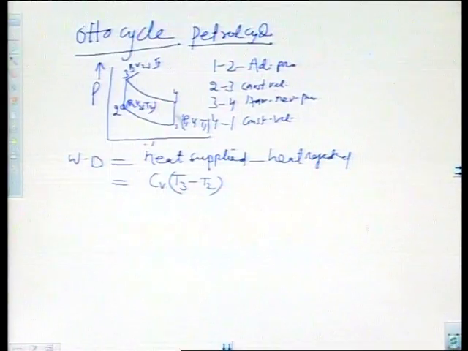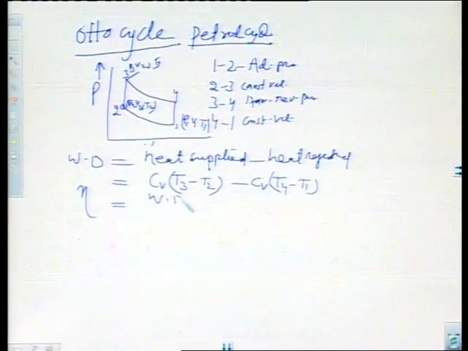What is the heat rejected during the exhaust stroke? 4 to 1. Specific heat at constant volume, with the change in temperature T4 minus T1. So, this is our work done. Work done is nothing but the heat supplied minus heat rejected. Now, we will find out the air standard efficiency of the cycle, which is equal to the work done divided by heat supplied.